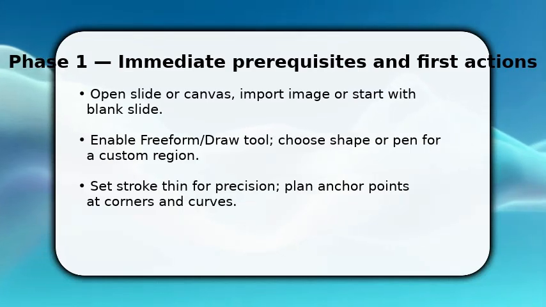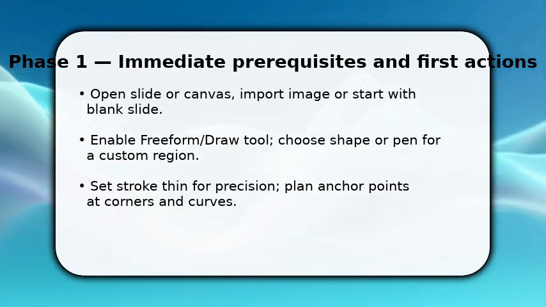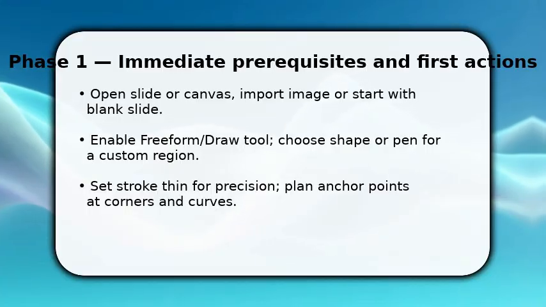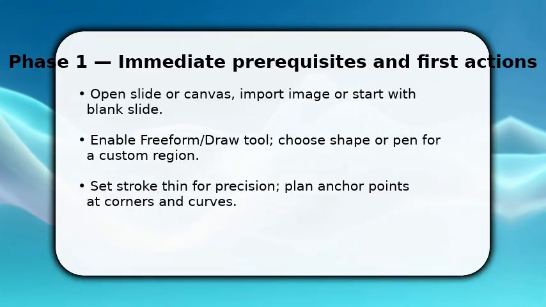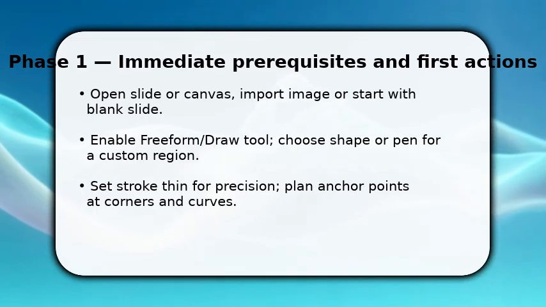You have your slide and the asset ready. Now create the freeform path that defines the background. Use the freeform or pen tool and click anchor points around the area you want black. Make corners precise and add curves where needed.